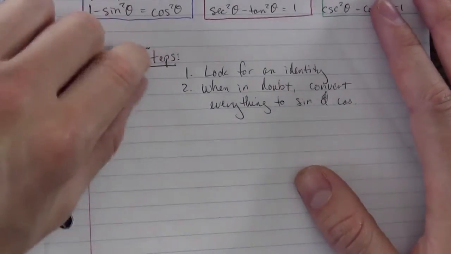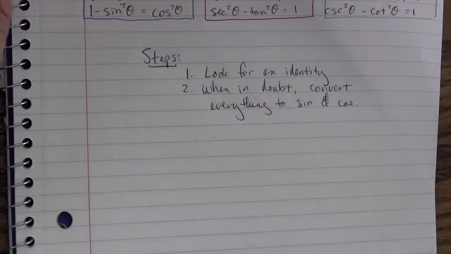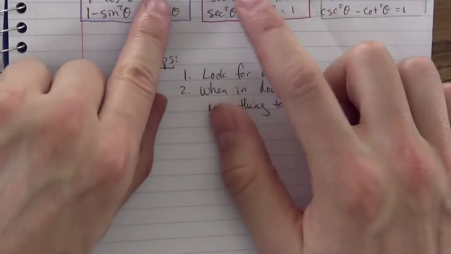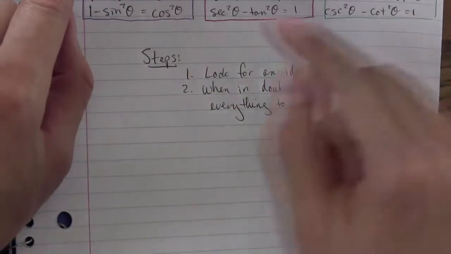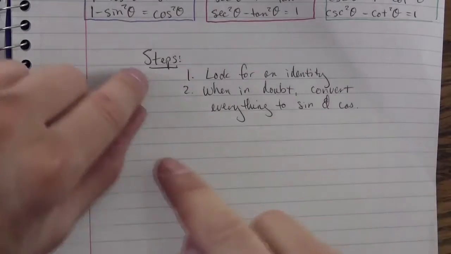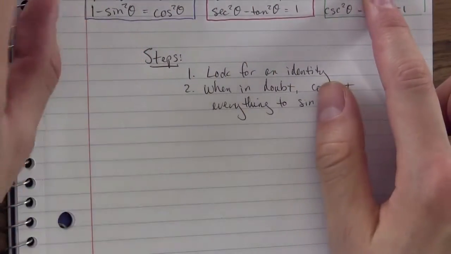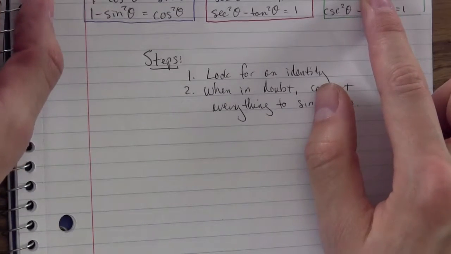Now the steps to doing these problems are pretty straightforward. What I actually recommend you do, whether you're doing homework or it's a quiz or a test, is write these big three down at the very top of your page. When they hand you your test, just dump those on the top of the page. Then for each problem, take a look at the problem and then look at the identities and see if you can figure out which identity you're going to use.